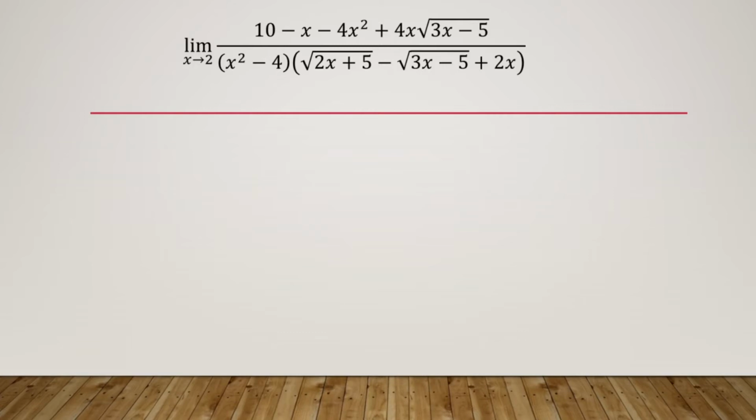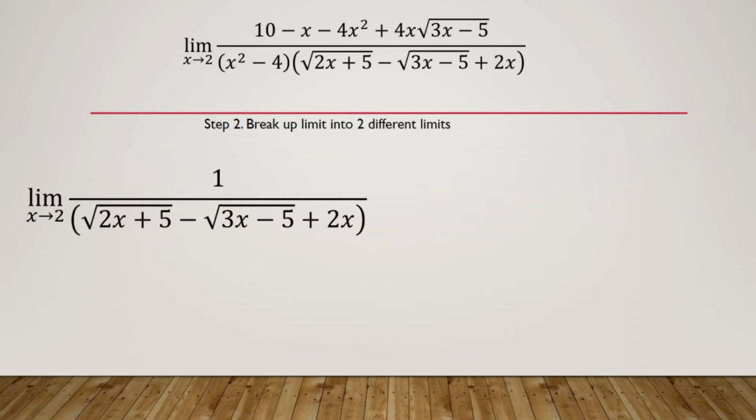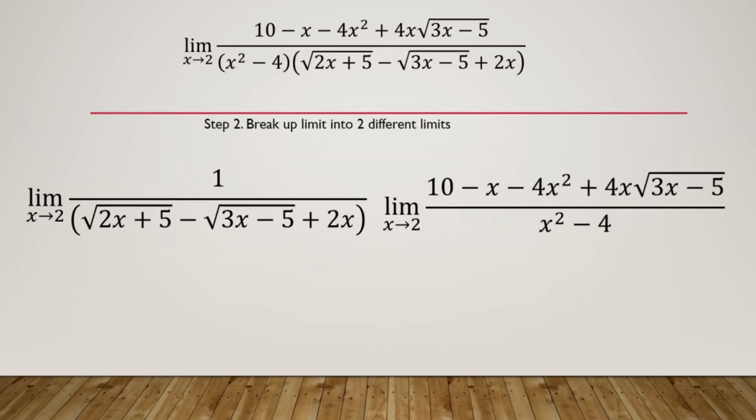Okay, in this step, I notice that the x squared minus 4 term is giving me issues, because when I plug in x equals 2, I'm dividing by 0. So what I'm going to do is break out this limit into two different limits. The first limit is going to have the denominator of the square root of 2x plus 5 minus square root of 3x minus 5 plus 2x. And everything else is going to be with the other limit.